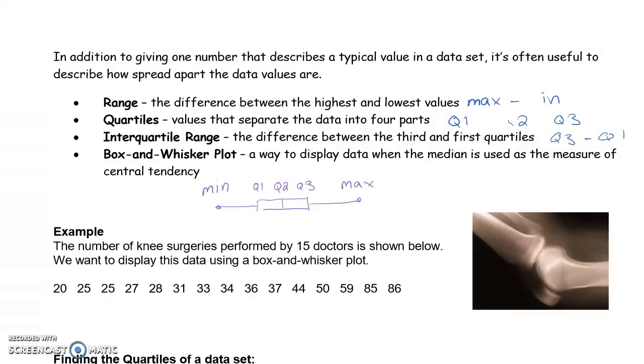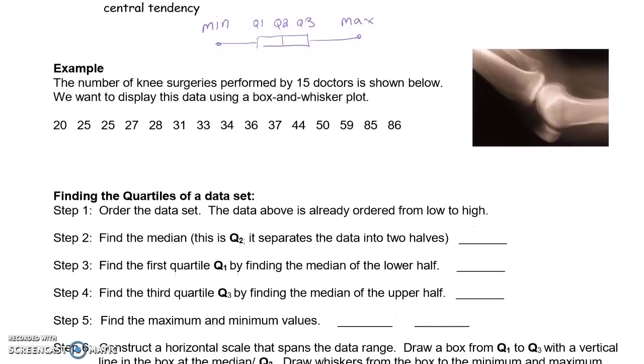Q2 is always going to be the median, so the second quartile is your median. So what a box and whisker plot looks like is we're going to put a box around all the data between the first and third quartile, and then have these whiskers that stick out of the box that represent your maximum and your minimum values. So let's take a quick peek at what that looks like.